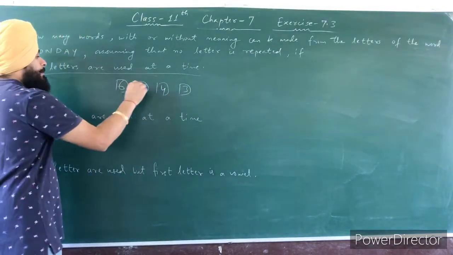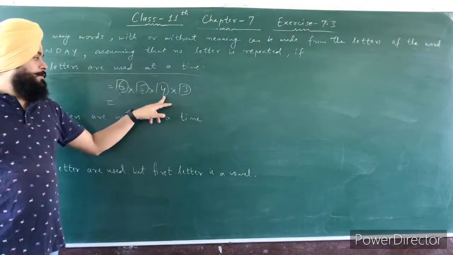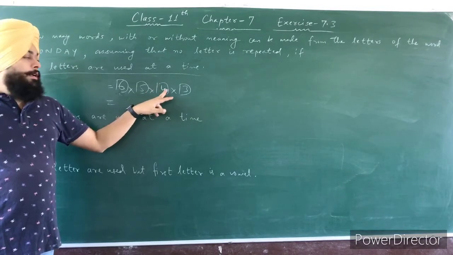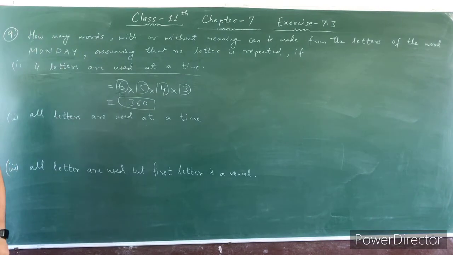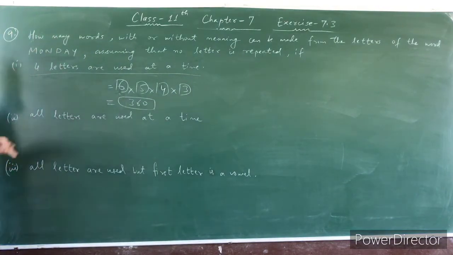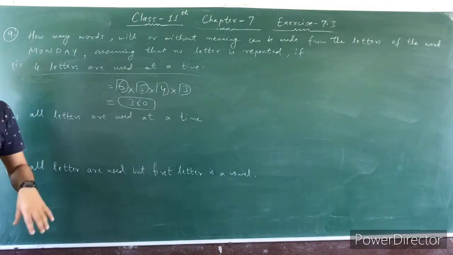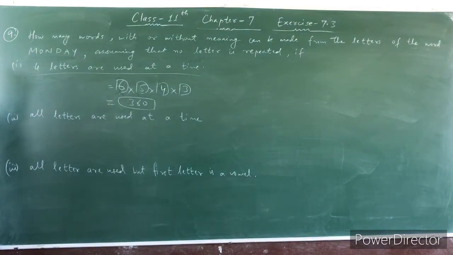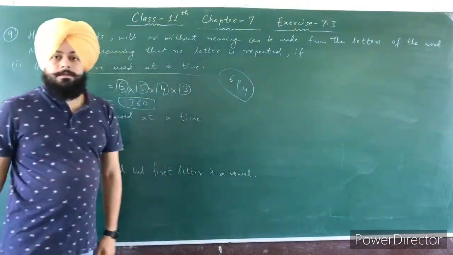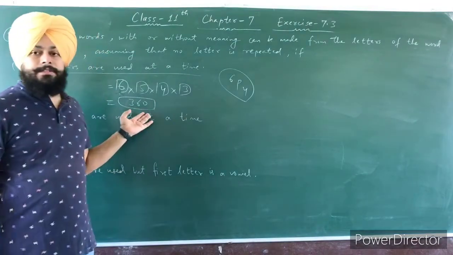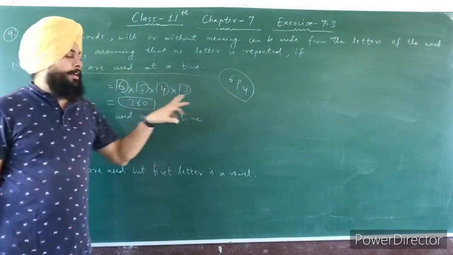Now by multiplication, find the number of ways. 6 fives are 30, 30 times 4 is 120, times 3 is 360. It means there are a total of 360 words formed from the word MONDAY in which we use only 4 letters at a time. Or you can find it like this: 6P4, which is again the same 360. 6 is the total number of objects and 4 is the objects taken at a time.